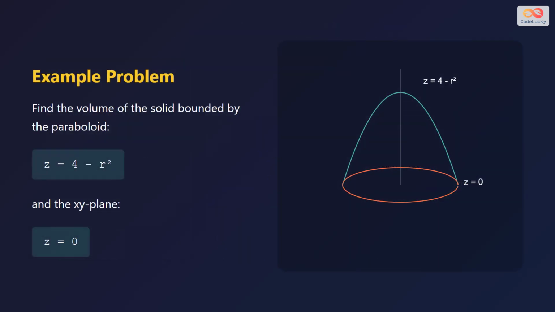Let us apply this to an example. We want to find the volume of a solid bounded above by the paraboloid z equals 4 minus r squared and bounded below by the plane z equals 0. This shape looks like a dome sitting on the ground. Because of the circular symmetry and the r squared term, this is a perfect candidate for cylindrical coordinates.